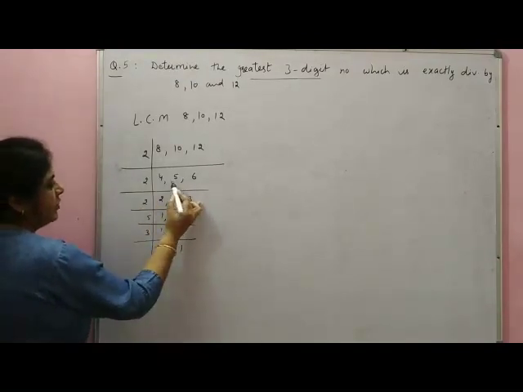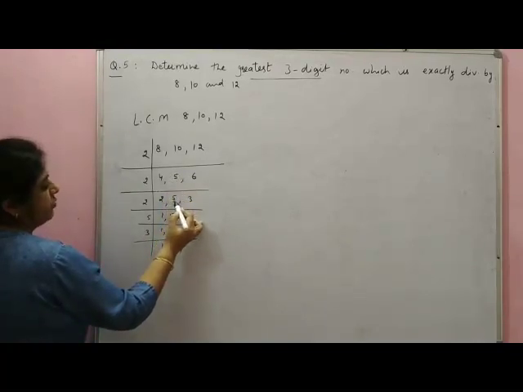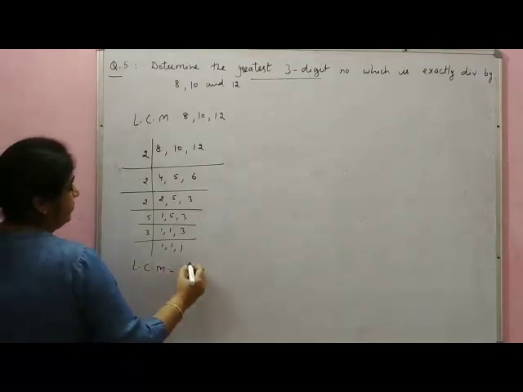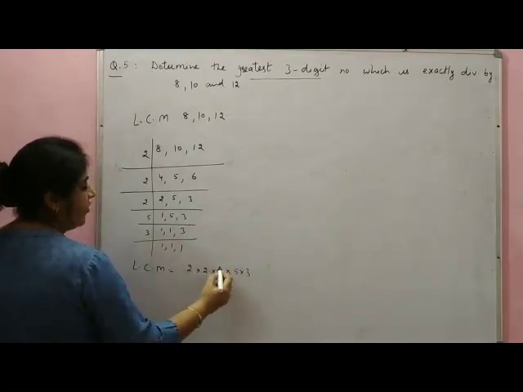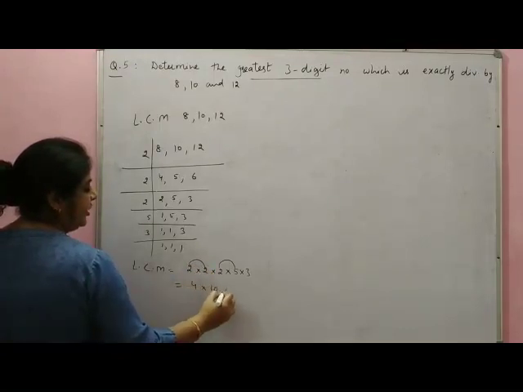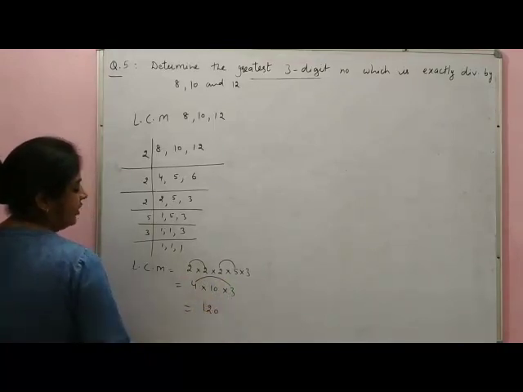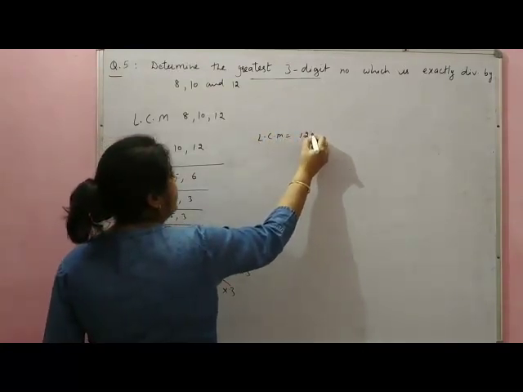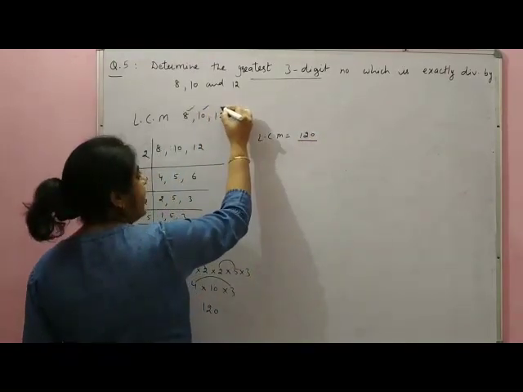Students, remember, if we are taking 2 here and 5 doesn't come in the table of 2, we will leave it as it is. So what is the LCM? 2 into 2 into 2 into 5 into 3. 5 2s are 10, 2 2s are 4. So it means 4 into 10 into 3. 4 3s are 12. 12 into 10 is 120. Now LCM is 120. It means 120 is the least common multiple which is divisible by 8, 10 and 12.